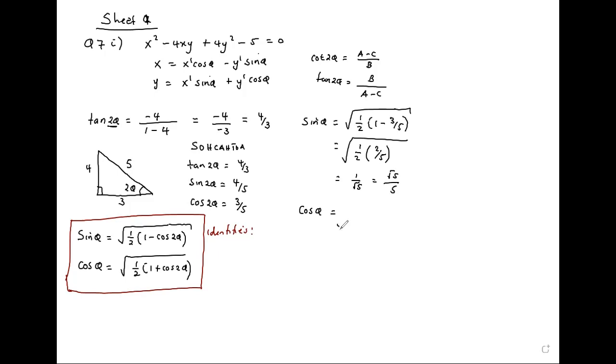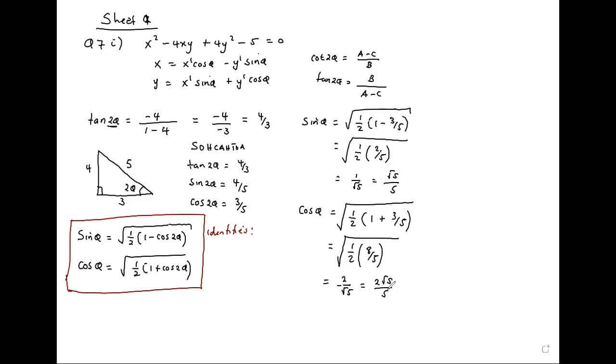What is cos theta? The square root of half of 1 plus 3 over 5. What is this? This is half of 5 plus 3, 8 over 5, which is 4 over 5, which is 2 over root 5, which is 2 root 5 over 5. So I'm just avoiding having the root in the denominator, yeah? That's why I'm trying to rationalize in that way.